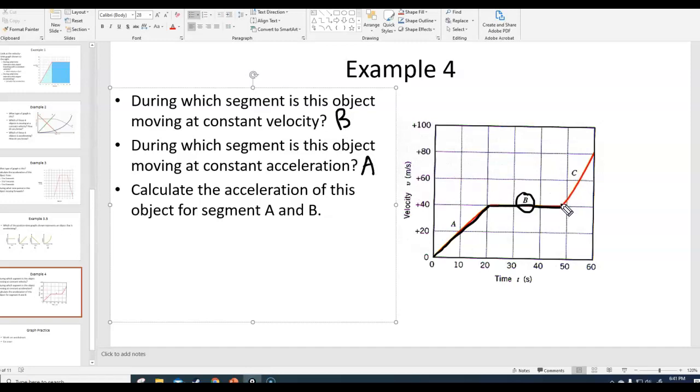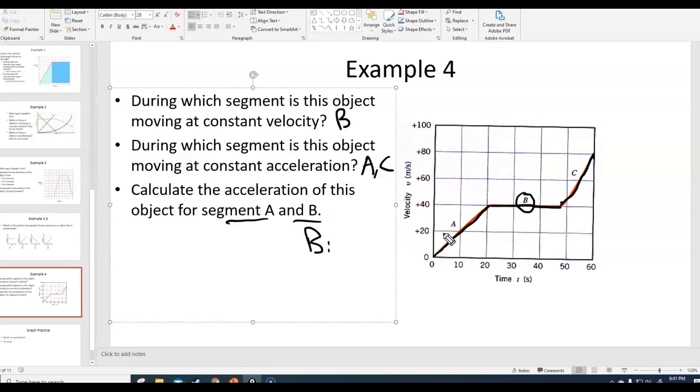C kind of looks linear. It's not completely linear, but it does kind of look linear. If I had to guess, I would say C has some type of acceleration, but I don't think it's constant because this is even starting to curve a little bit, maybe. So if you said A and C, you might be okay. A is definitely constant acceleration, though, because A is definitely a straight line. And the last question says calculate the acceleration of the object for segment A and B.